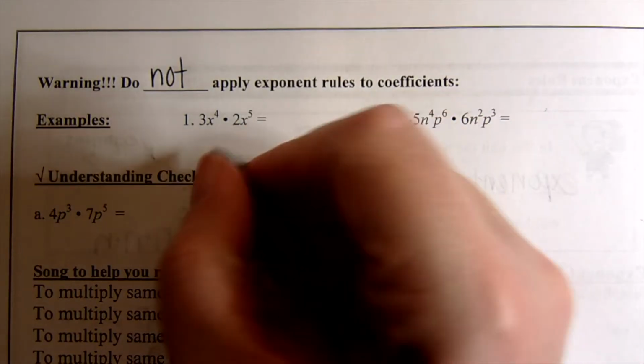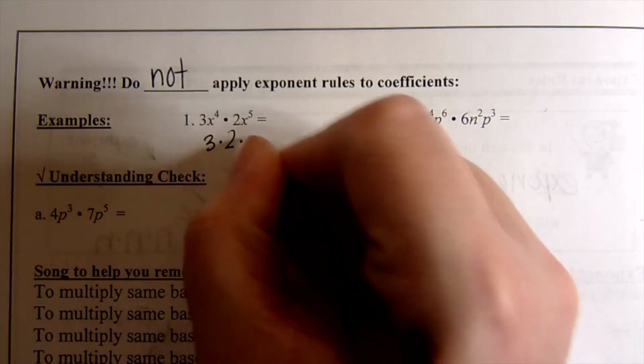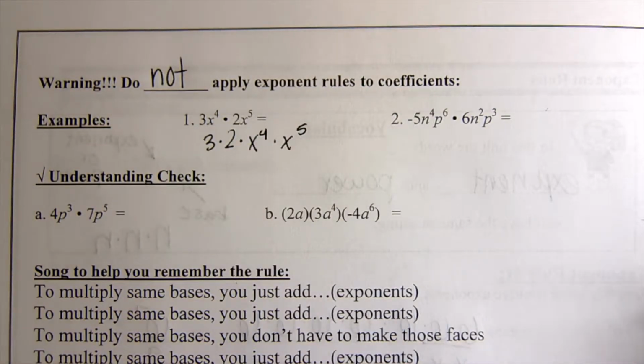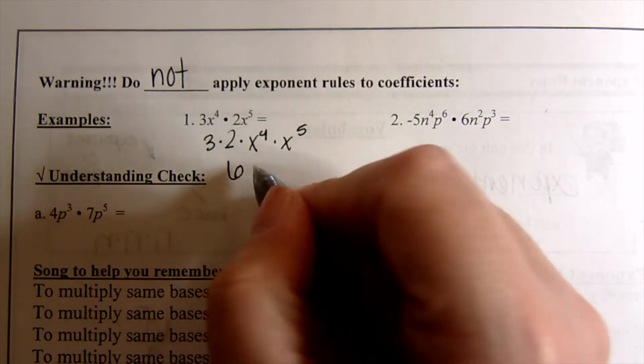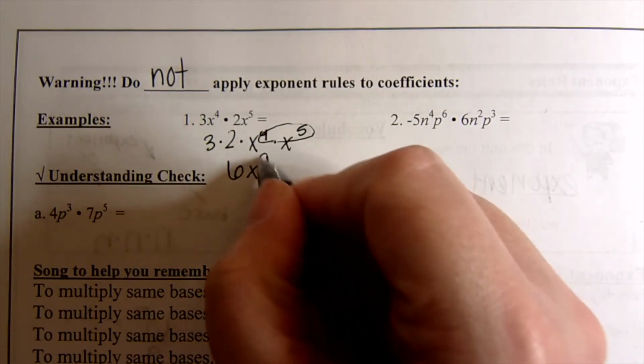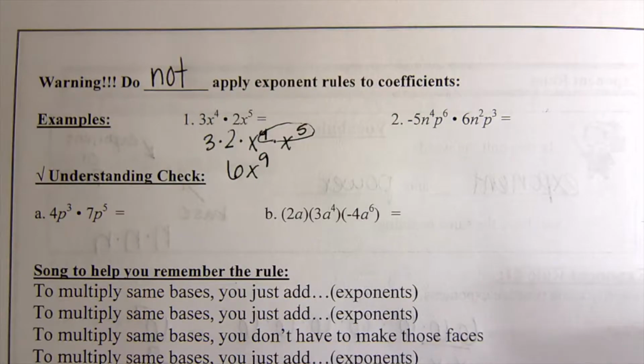I can rewrite this as 3 times 2 times x to the 4th times x to the 5th. So now I've kind of grouped common things together. So 3 times 2, we just multiply to get 6. For x, we add the exponents just like we've been doing, so that would be to the 9th power. So it would be 6 times x to the 9th power.